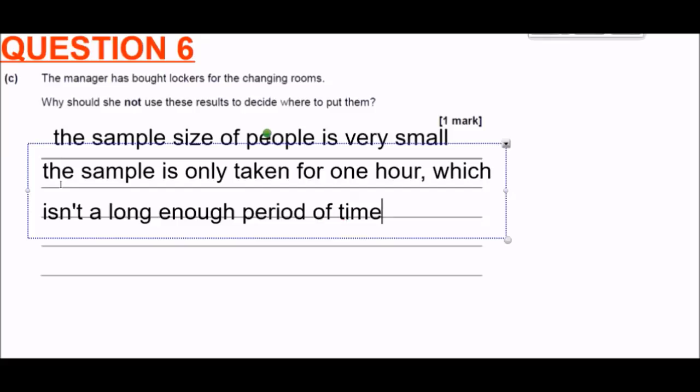If you want to consider where to put lockers, you should really be thinking about getting data for a full day, a full week, maybe even a full month, because it's a serious decision. She can't just base it on 1 hour. Anything could happen in 1 hour. She needs a much better sample size than that.